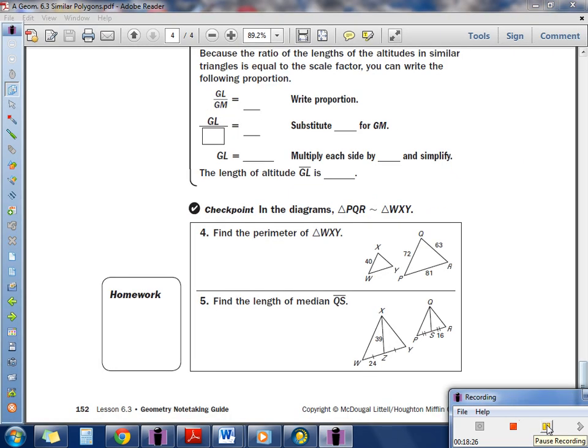Try out these checkpoints on your own. They are identical to what we saw in the examples.